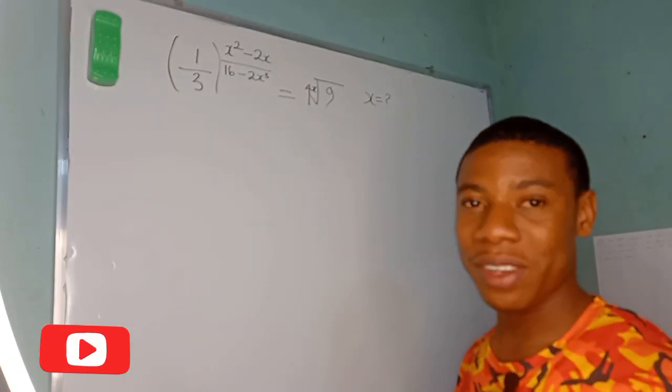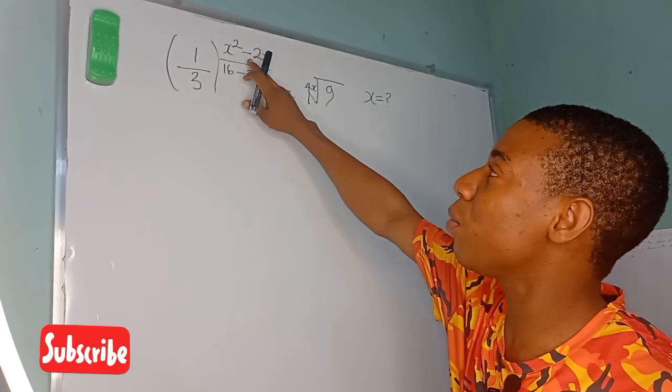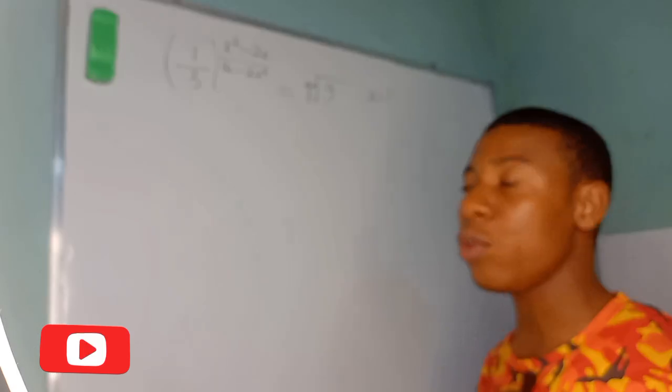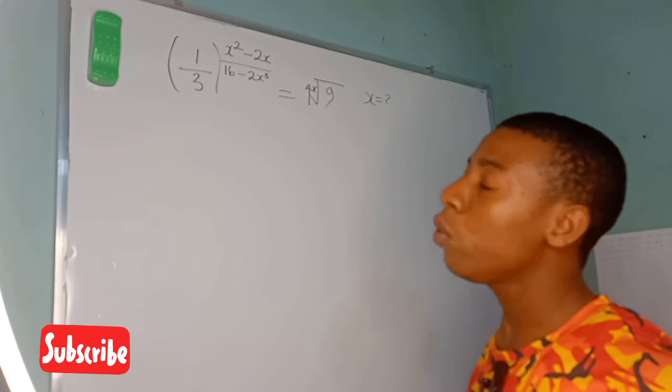We have a very interesting question, and the question is very crazy. The question says: (1/3) raised to the power (x squared minus 2x) over (16 minus 2x cubed) equals the 4x-th root of 9. So, how do we solve this?